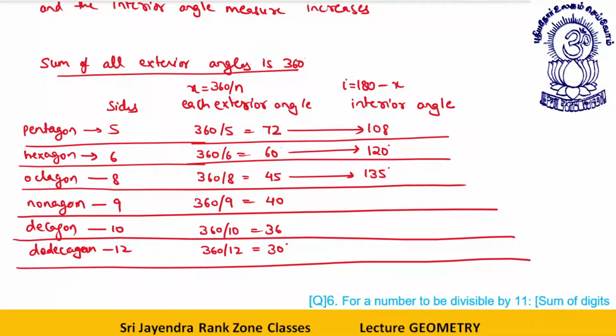Now, what will be the measure of an interior angle of a nonagon? That will be 180 minus 40 degrees. What is 180 minus 40 degrees? 180 minus 40 degrees is 140 degrees. This will be 144 degrees. This will be 150 degrees for a 12-sided polygon. I hope everything is clear so far to everyone.